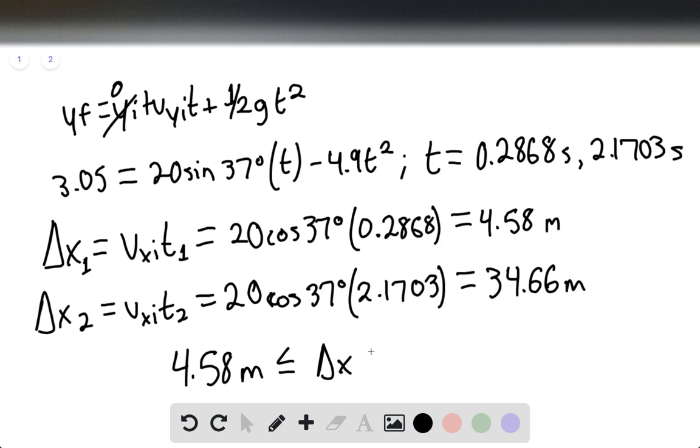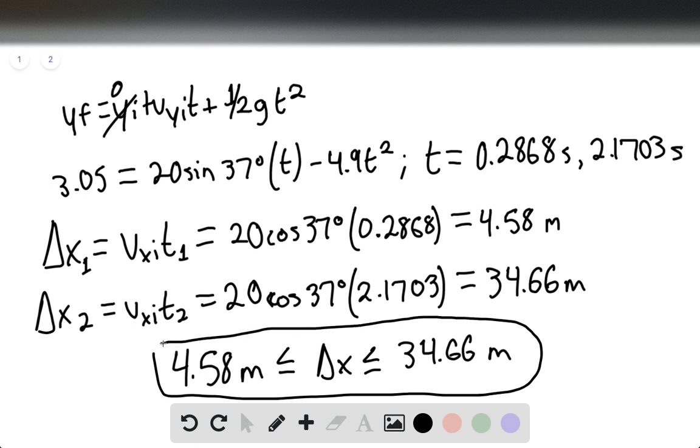4.58 meters less than or equal to delta x, and then less than or equal to 34.66 meters. This would be the second answer. That is the end of the solution.